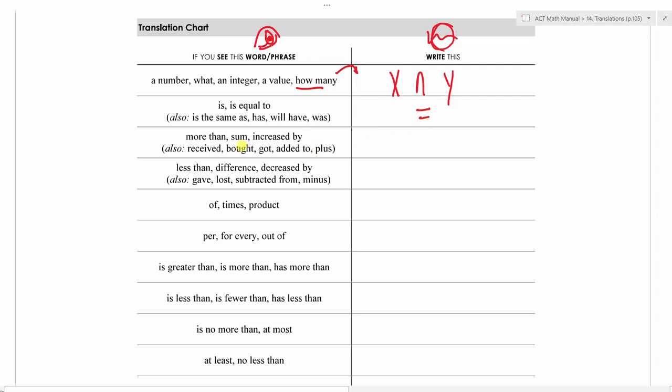That's an equal sign. More than, sum, increased by, again, pretty simple for most students. Less than, difference, decreased by, we've got minus. Of, times, product, that is multiplication. I'm going to put a little dot so I don't confuse it with the x. Per, or for every, or out of, that would be a fraction bar or the division symbol. I'll write both of those. Is greater than would be the greater than symbol. Is less than would be the less than symbol.